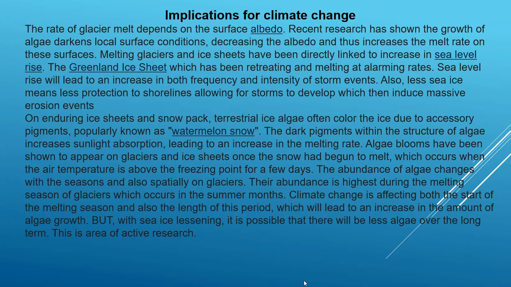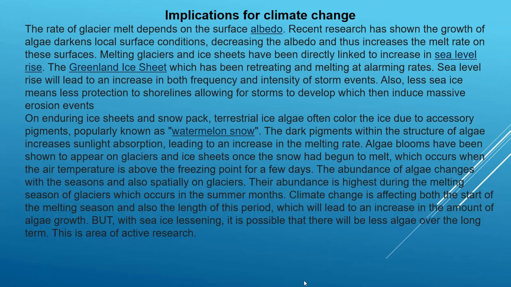Sea level rise will lead to an increase in both frequency and intensity of storm events. Also, less sea ice means less protection to shorelines, allowing storms to develop, which then induce massive erosion events. We're seeing this in Alaska with less and less sea ice. These storms batter the shoreline, where you see whole chunks of land dumping into the ocean. There's been a couple of villages in Alaska where they've had to relocate because literally all the land is dumping into the ocean. They've had to relocate them a considerable distance further inland.